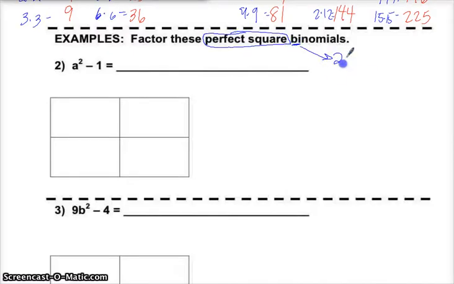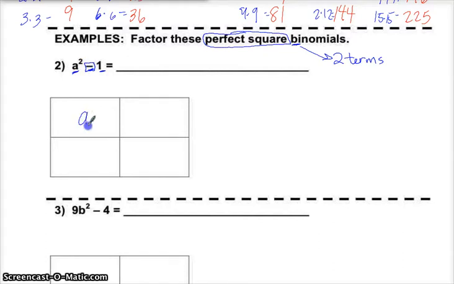Remember, binomials mean 2 terms, and each of these terms is a perfect square. A squared, that's a perfect square. 1, that's a perfect square. The minus sign doesn't have anything to do with that perfect square. But you do have to have the difference of squares, which means the difference indicates the minus sign there.